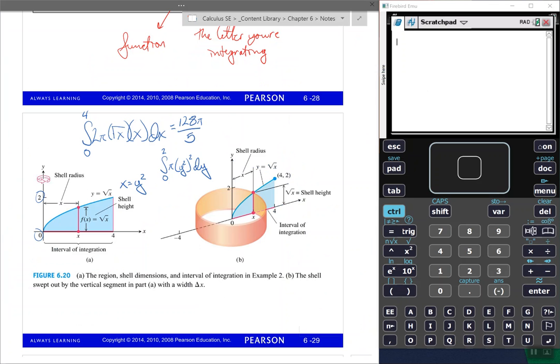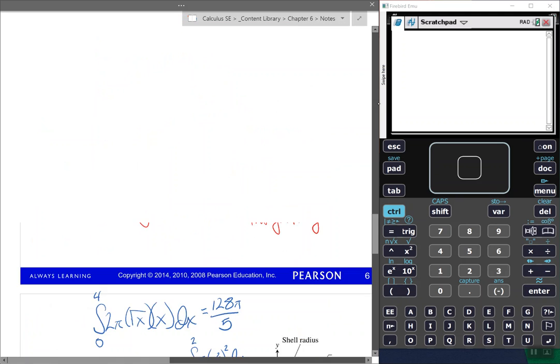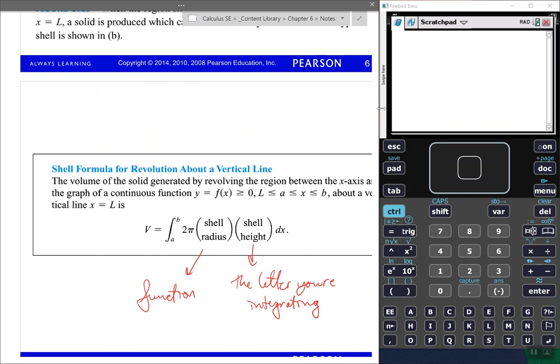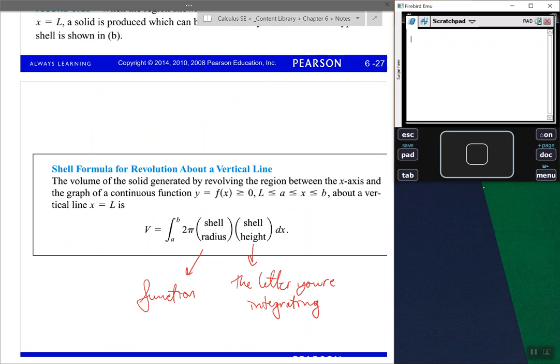All right, I figured out what I did wrong. I forgot to use the washers. I was just doing one disk, and that doesn't work for this. So shells is the correct method to use here. It is a lot easier than trying to rearrange this for washers, but I will finish this out here and show you the washers.